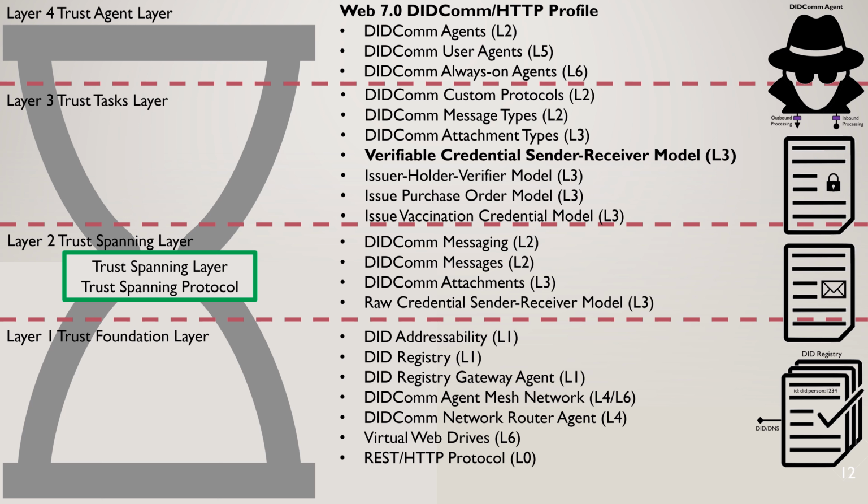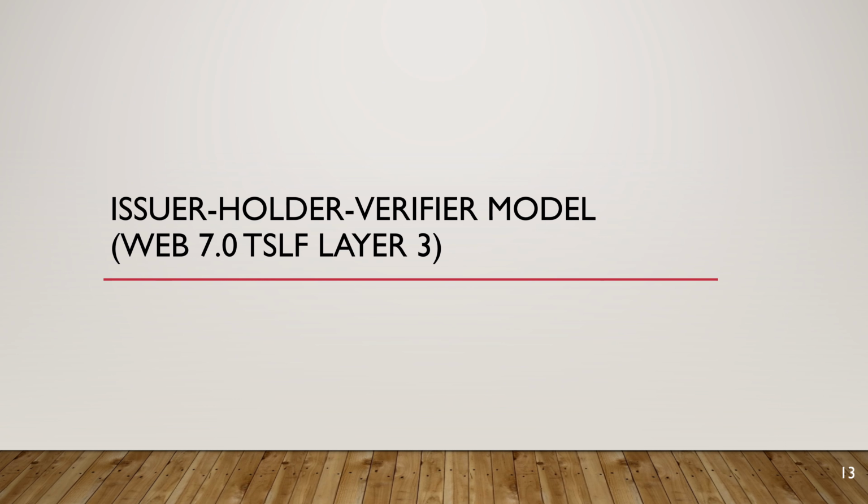Mapping that to the trust spanning layer framework. Verifiable credentials, the verifiable credential sender-receiver model, because it's based on the raw credential sender-receiver model, which is part of the trust spanning layer, part of layer 2. The verifiable credential receiver model is part of layer 3. The issuer holder verifier model.